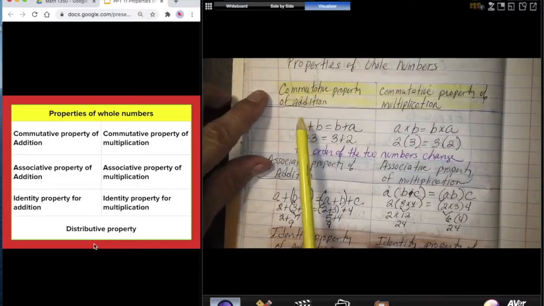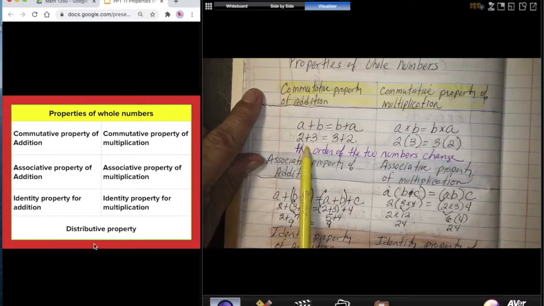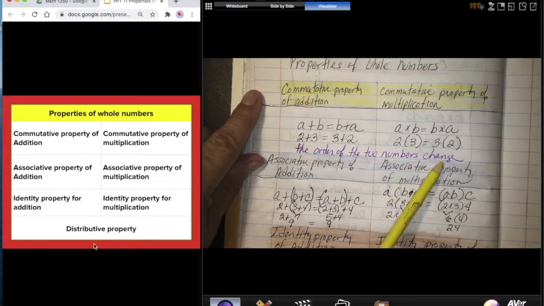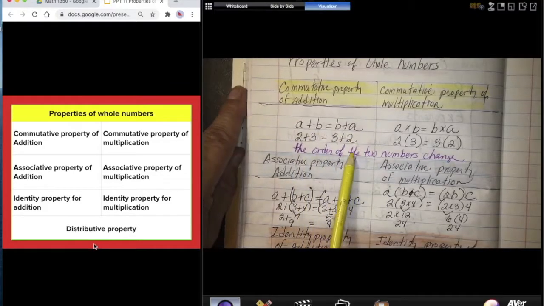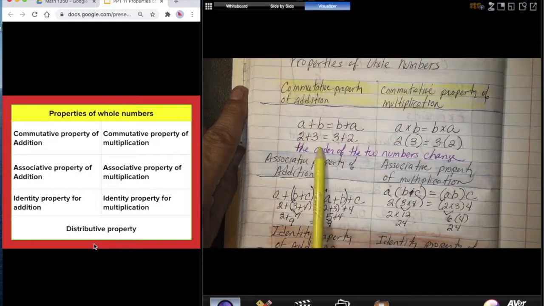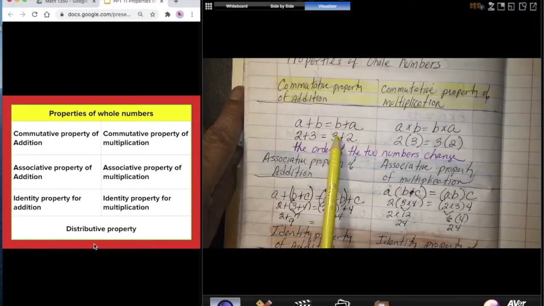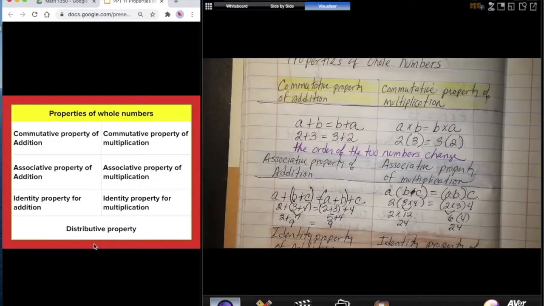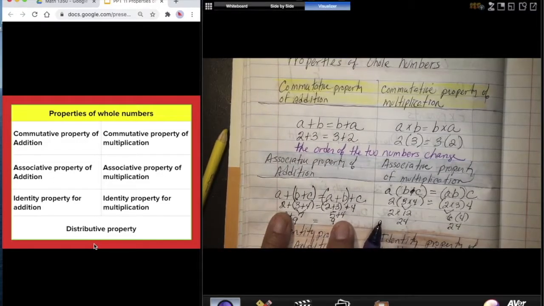Okay, so let's review here. We have the commutative property. The order of the two numbers changes, right? A plus B or B plus A. Also, it's when we study the fact family, whenever we reverse the order like this. But notice in the associative property, the order does stay the same.